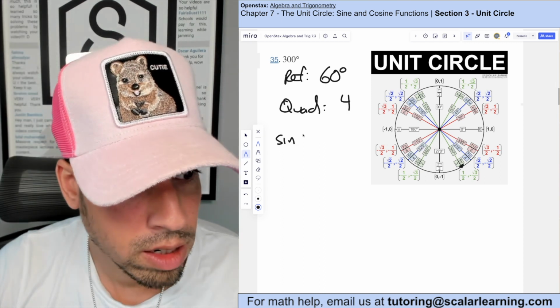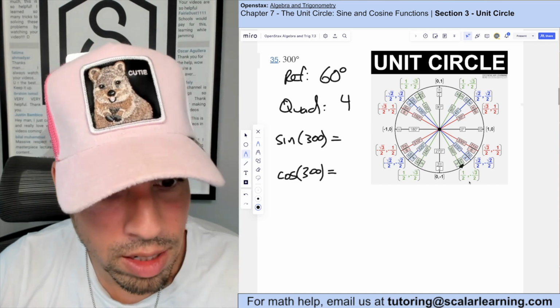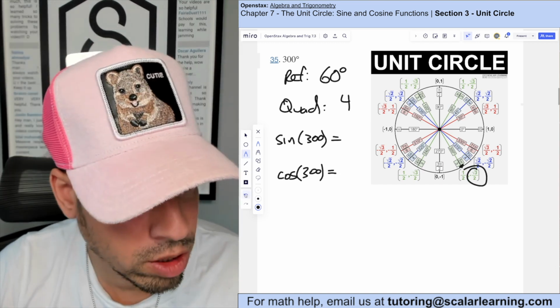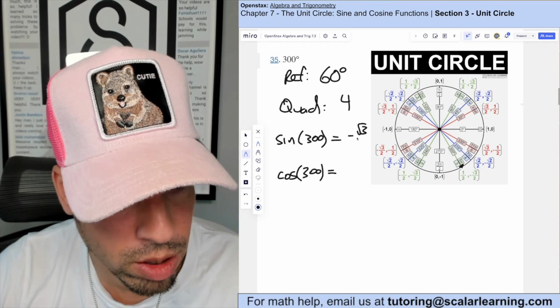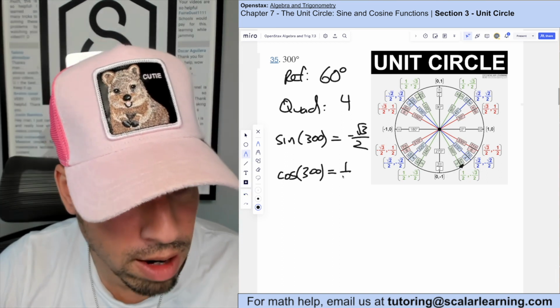And now to get sine and cosine of this angle, using the unit circle, sine is just the corresponding y value here, which is negative root 3 over 2. Cosine is the corresponding x value of this, which is 1/2. That's how you do it.